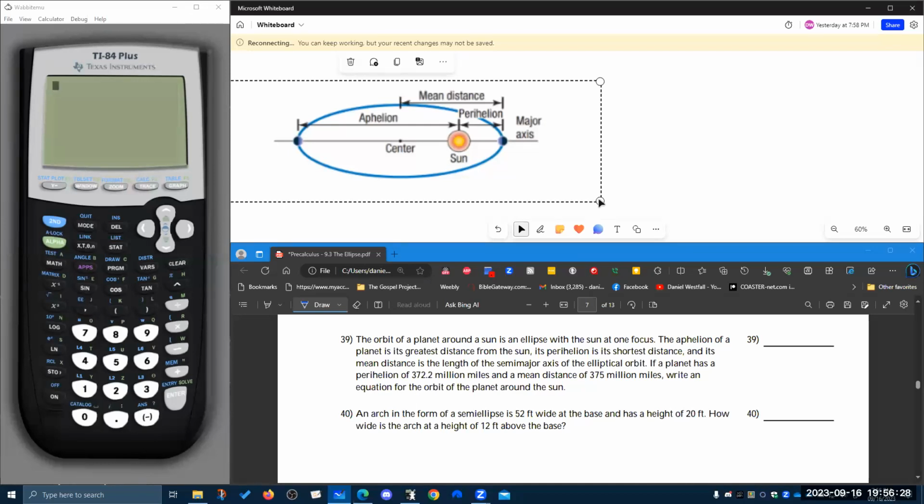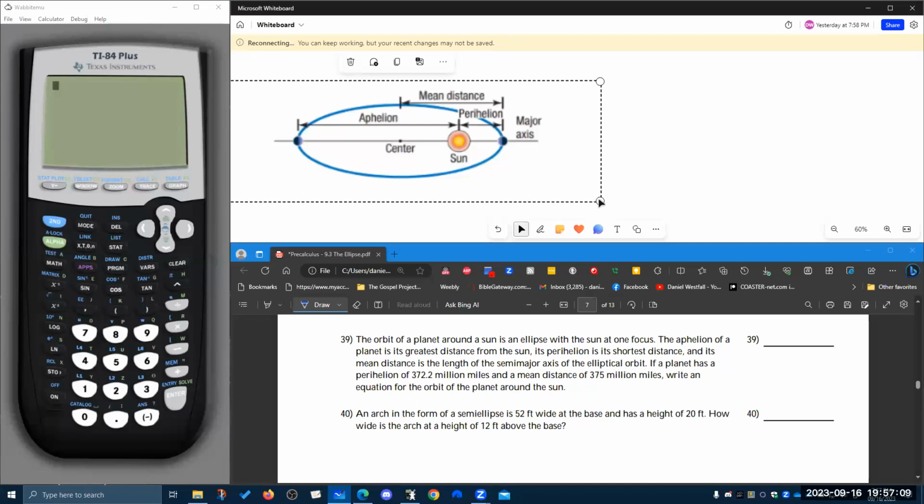This shortest distance from the planet to the sun is called the perihelion, and this longest distance away from the sun is called the aphelion. Not sure how you say that, but Helios is sun, so probably aphelion. The mean of those two numbers, the shortest and longest, is the distance from the center to the end, the value that we would call A in our equation.